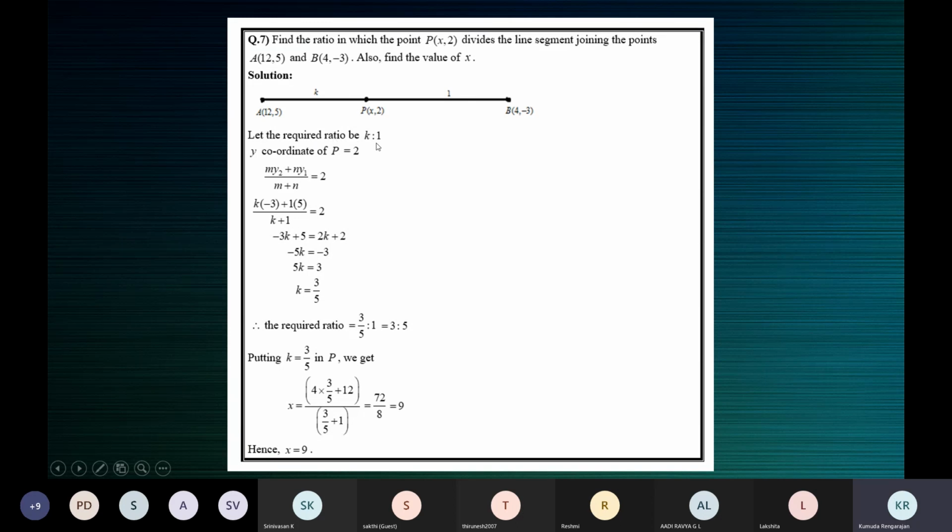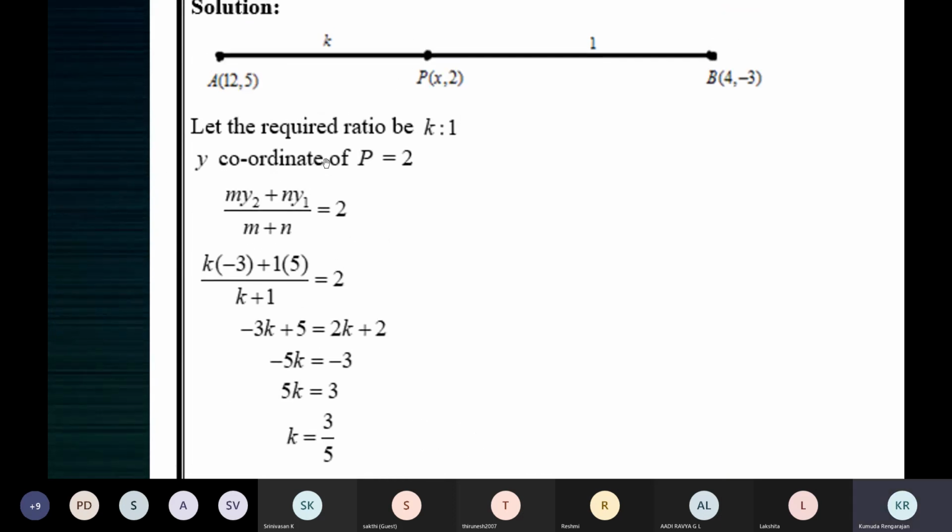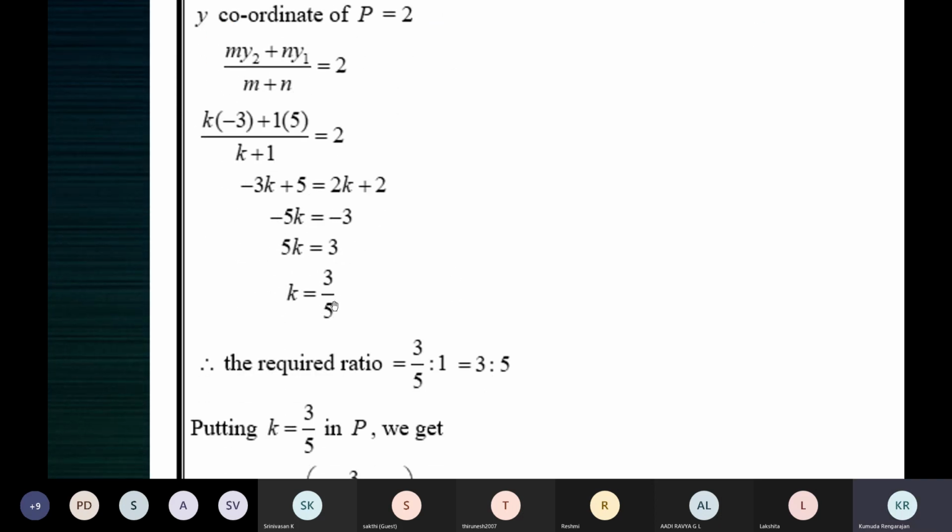So let the required ratio be k:1. You can use either the x coordinate of P or the y coordinate of P. But the x coordinate is not known, so you have to use the y coordinate. So the y coordinate of P is 2. The y coordinate of P is (my2 plus ny1) by (m plus n), and that is 2. Substitute y1 and y2. 5 is y1 and minus 3 is y2. So substitute and you get k is equal to 3/5. So the required ratio is 3/5:1. That's nothing but 3:5.